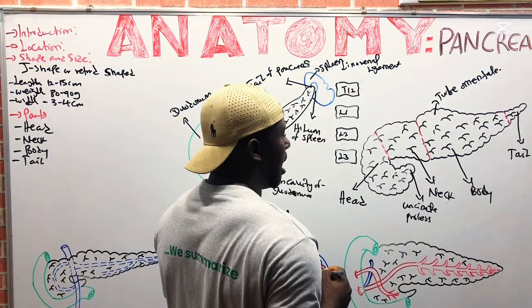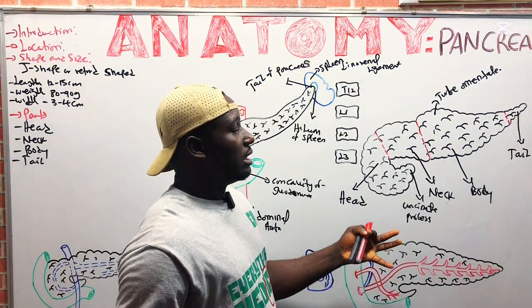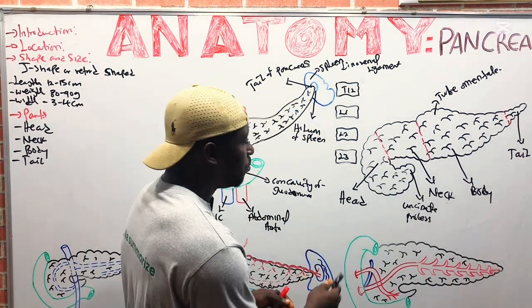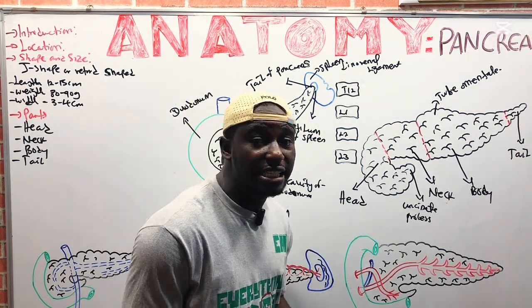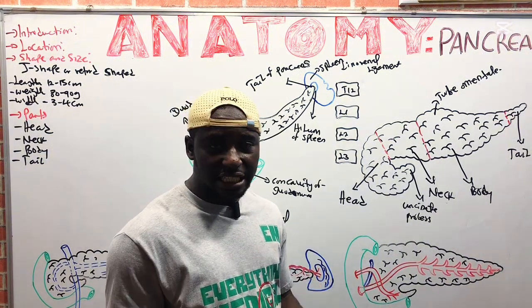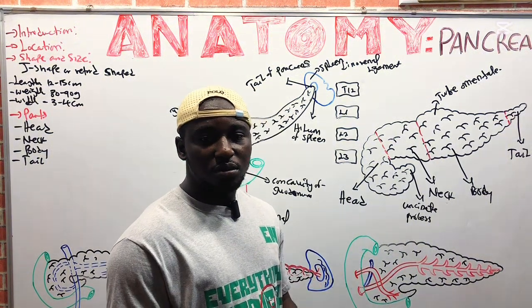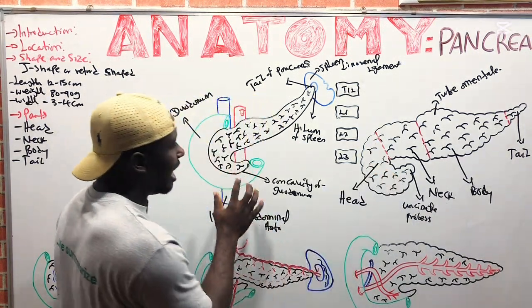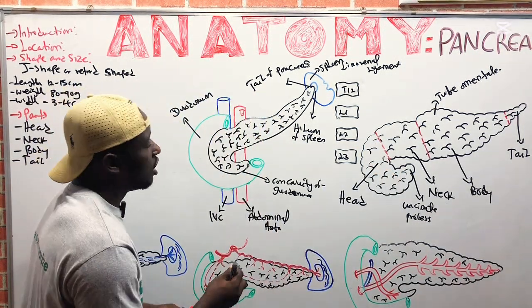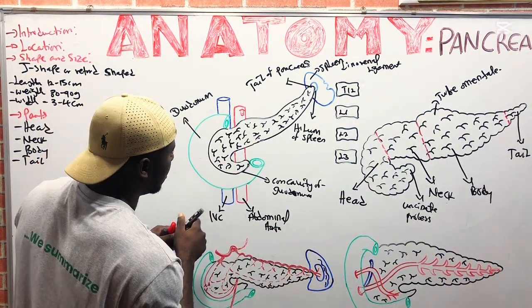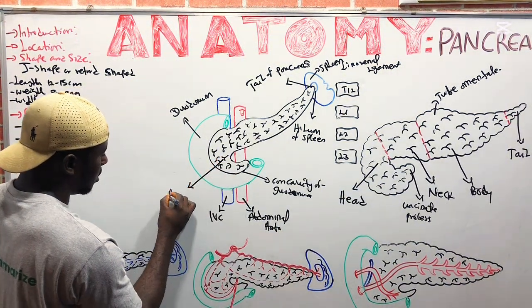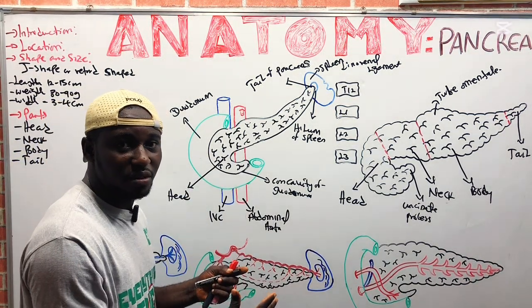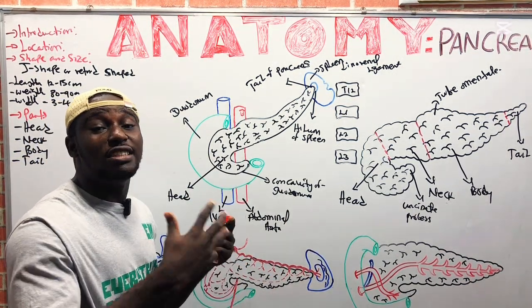So this is how their processes are fashioned. Let's quickly look at the head. The head of the pancreas is the large C-shaped right end of the pancreas. You can see it is large. The head of the pancreas is a large C-shaped or disc-like shape.